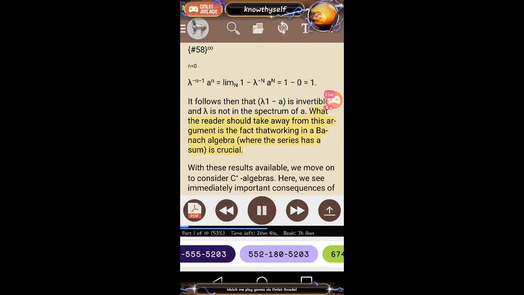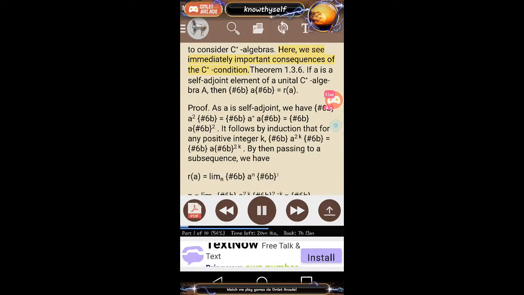What the reader should take away from this argument is the fact that working in a Banach algebra, where the series has a sum, is crucial. With these results available, we move on to consider C* algebras. Here, we see immediately important consequences of the C* condition.